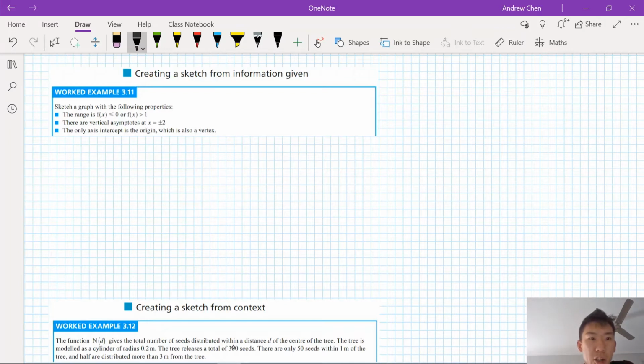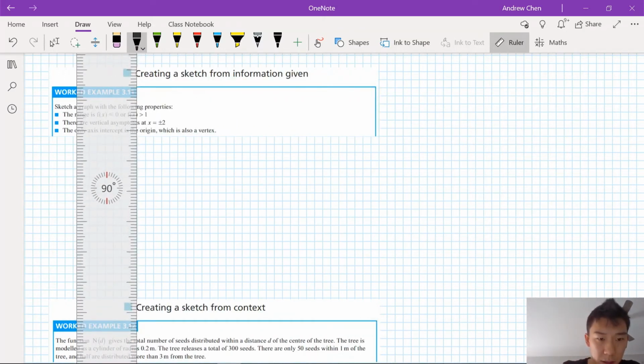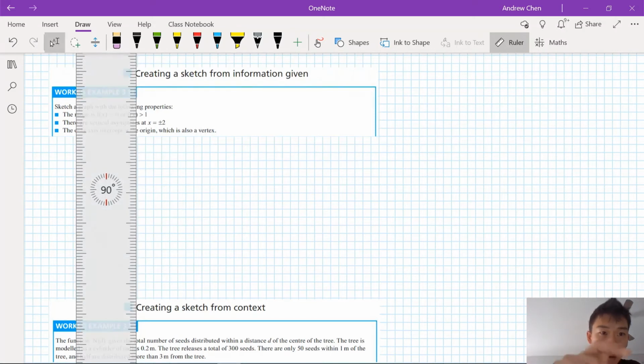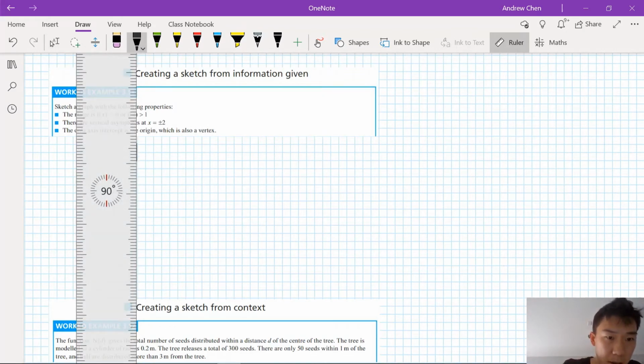3.11: sketch a graph with the following properties. Okay, so that's when I'm going to do my best to sketch it on here using my trusty ruler. So let's just draw up our axes. So we want, just trying to make it neat.